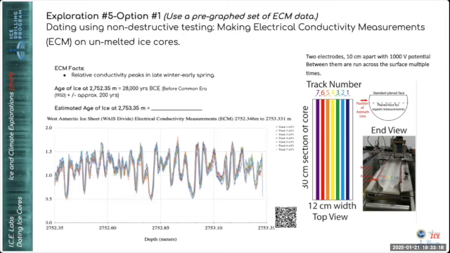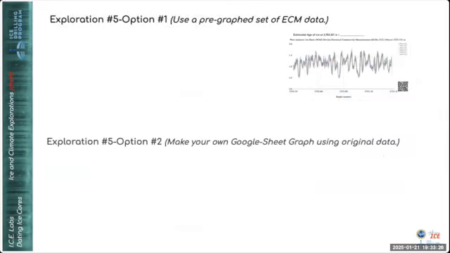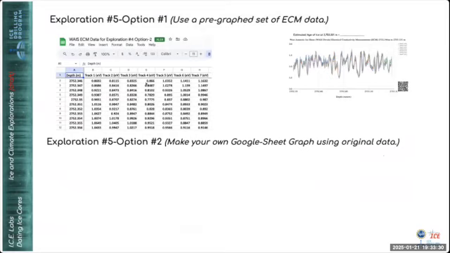So the different options we have for your kids are you can hand them this graph where it's already plotted. They could estimate the age. Or we have a link in the lab to the actual raw data. So if you want your kids to take the raw data and generate their own Excel spreadsheets, all of the raw data from this chunk of ice are there.